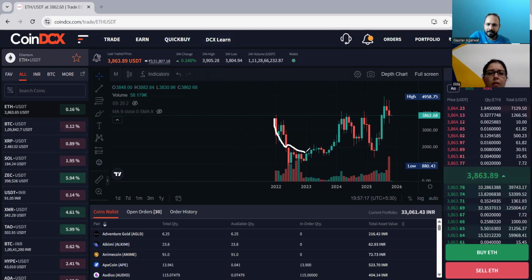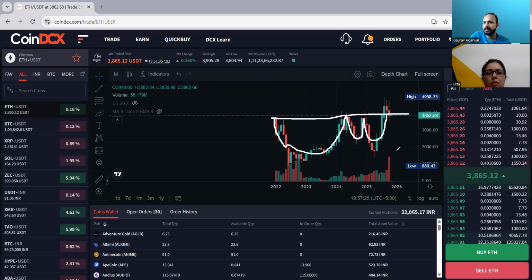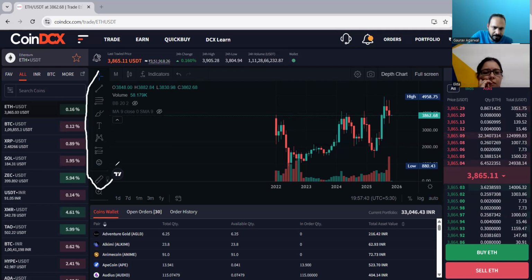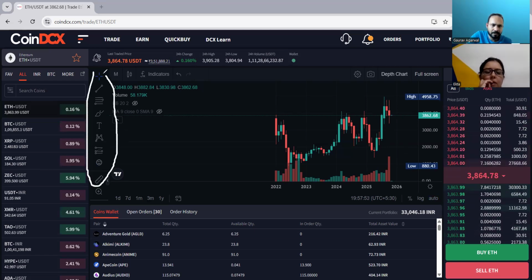You can see it's a kind of cup and handle pattern, right? Where are you getting this pen over here from? I have a software on my laptop that I am using. Oh, okay, fine. But you can draw from here also. On the platform there is a drawing tool here. You can draw from here. Okay, fine. So there is a panel they have given.